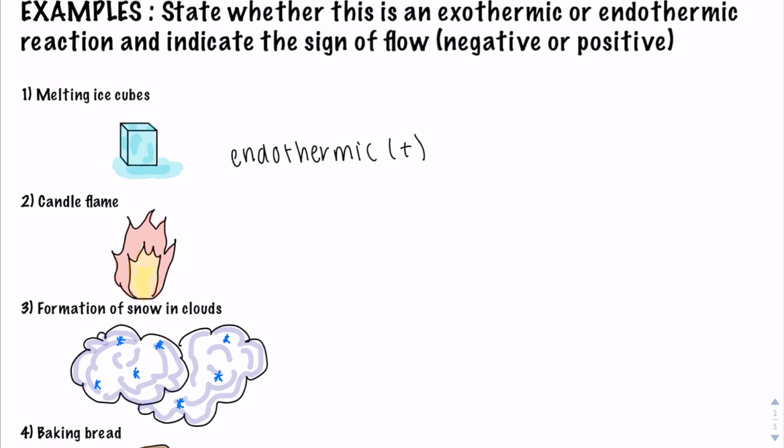Number 2, candle flame. So this is an exothermic, or heat is going out or exiting, reaction. So the system itself, which is the flame, is losing heat. So this is a negative sign of flow.